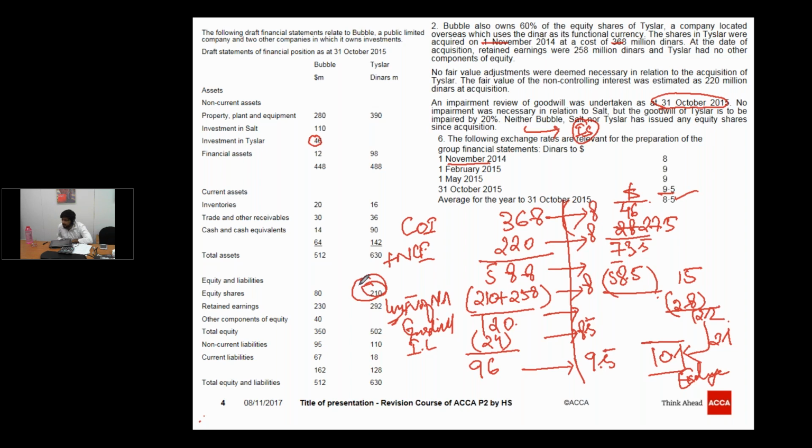Because in this part of the question, the fair value of net assets was not given to you. So you have to calculate the fair value of net assets by adding the share capital and reserves at the acquisition date. Can you please repeat the exchange loss? How will it be considered as a loss? Okay.